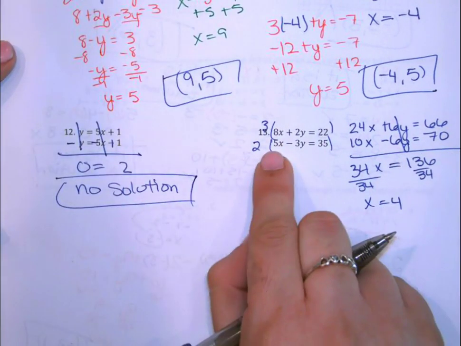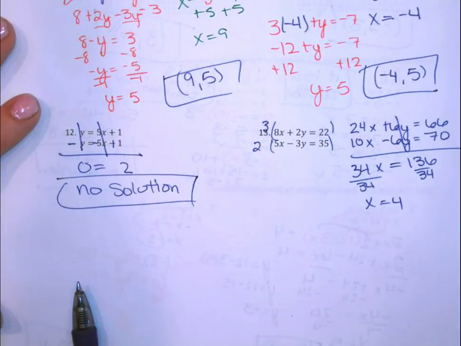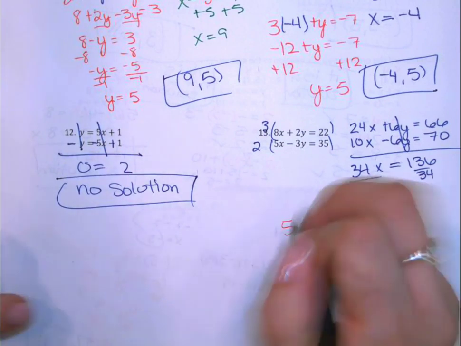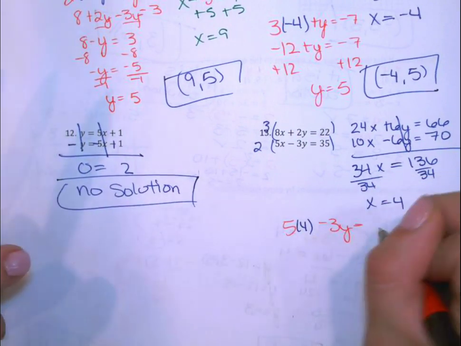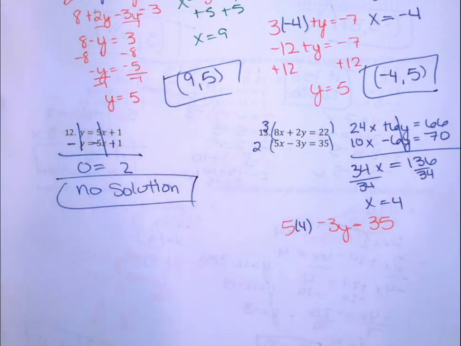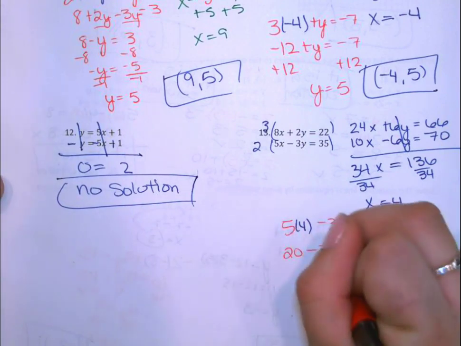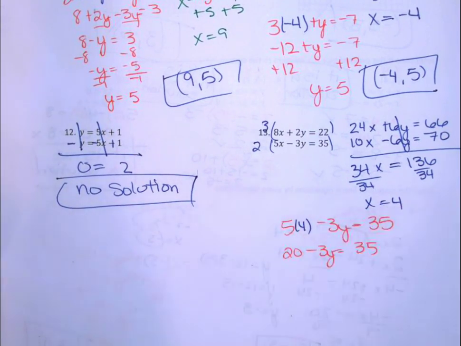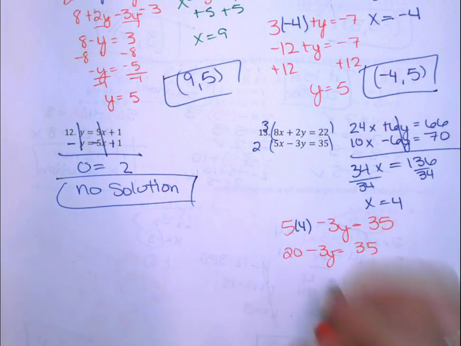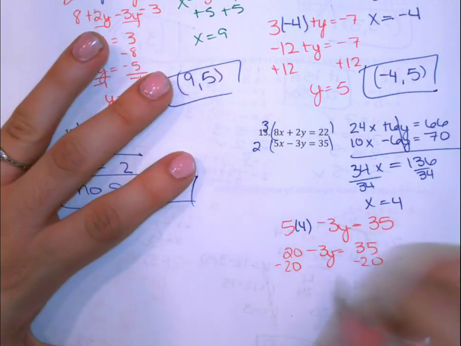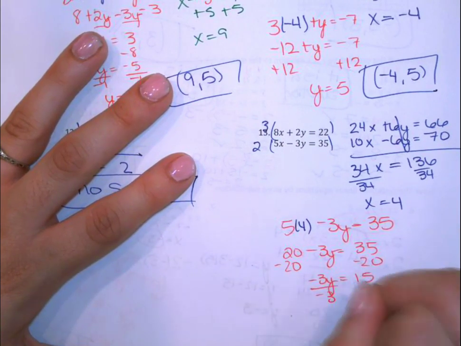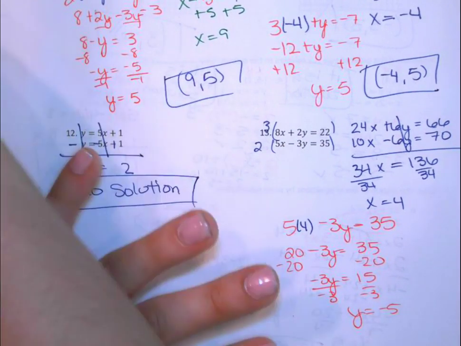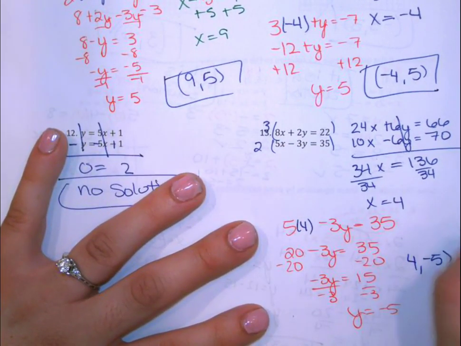I'm going to plug it into the bottom one. I can pick the top, it doesn't really matter. So I have 5 times 4 minus 3y equals 35. 5 times 4 is 20. Then what I want to do is isolate my variables, so I'm going to subtract 20 on both sides. So I get negative 3y equals 15. I divide by negative 3. y equals negative 5.